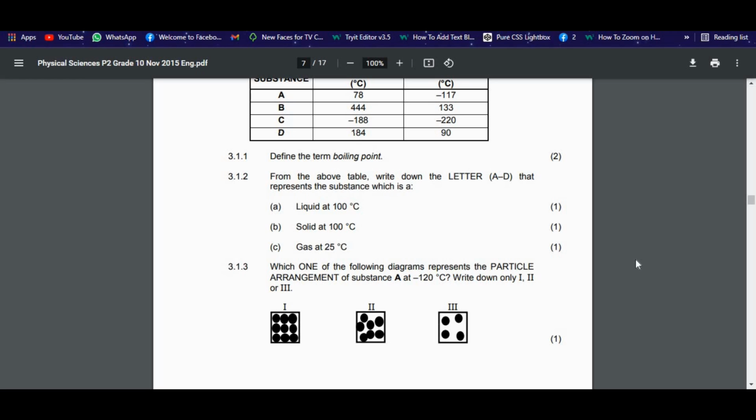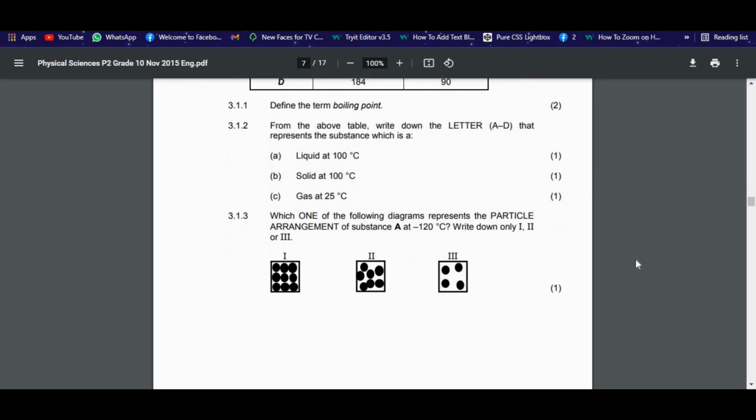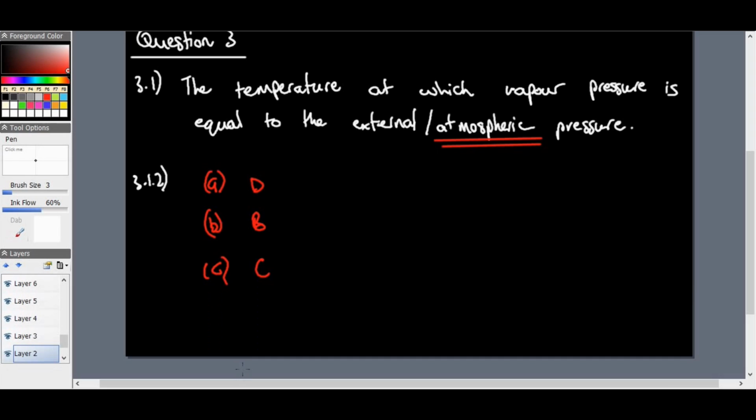Let's see. Alright, so we need to have a look for substance A. If boiling point is at 78, then substance A at 120 degrees Celsius, I think it must be I. Just the first one. So I'm going to go with that one. 3.1.3, first one I, which looks like the particle arrangements are still quite tightly compacted with each other. Okay, next question.